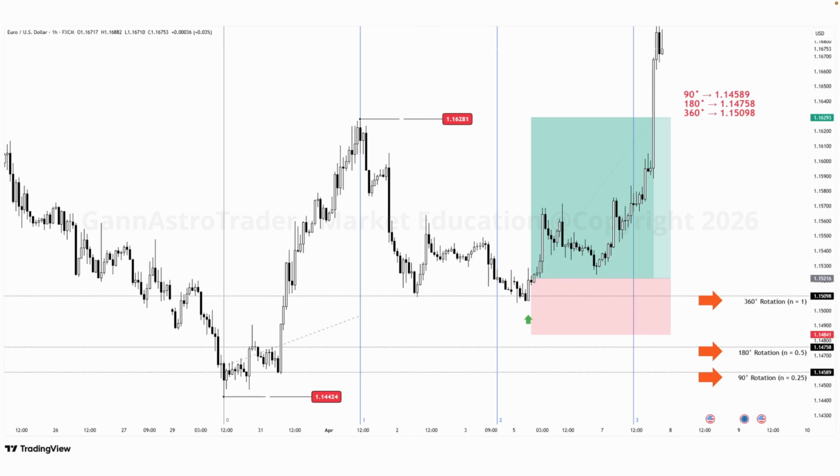Alongside price, time is measured separately using Fibonacci intervals. These intervals divide the chart into equal progression points, marking potential moments where the market may shift or accelerate. The key observation comes when time cycles align with price rotation levels. At these points, the market shows stronger reactions and cleaner movement. This alignment indicates that both price and time are working together within the same structural framework.